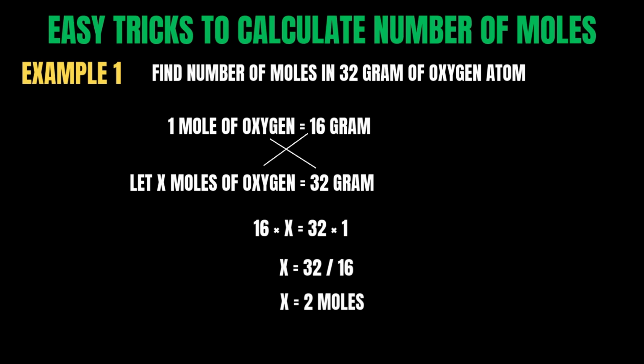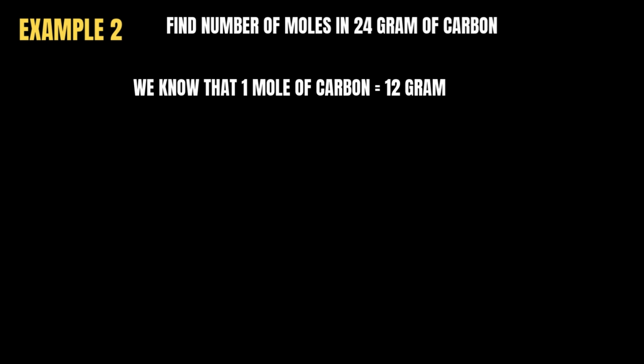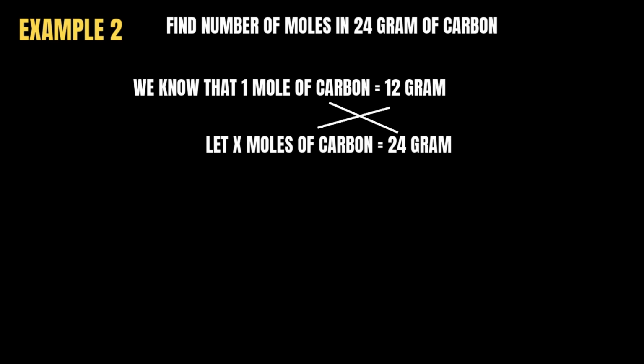Let me show you one more example to make this trick completely clear. Suppose we need to find how many moles are present in 24 grams of carbon. First, write what we know. 1 mole of carbon is equal to 12 grams. Now, let what we need to find equal x. So we will write x mole of carbon is equal to 24 grams. Now cross-multiply. 12 multiplied by x is equal to 24 multiplied by 1. Divide both sides by 12. x is equal to 2. So 2 moles are present in 24 grams of carbon.